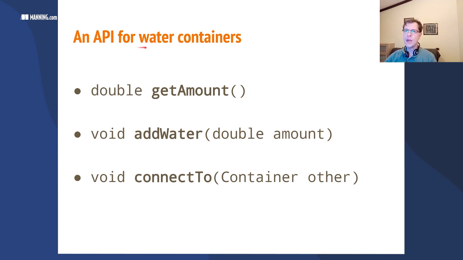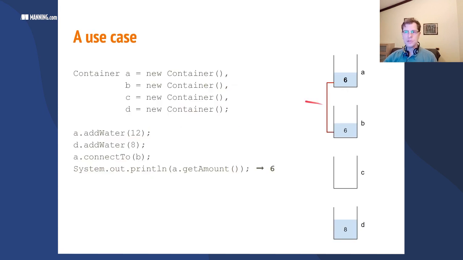The API that I have in mind for my water containers is the following. getAmount returns the amount of water in this container as a double value. Add water, you pass it an amount of water, and you're pouring this water into this container, but remember that this water is supposed to spread over all containers that are connected to this one. And then you can connect this container with another. That's it. That's a simple use case.